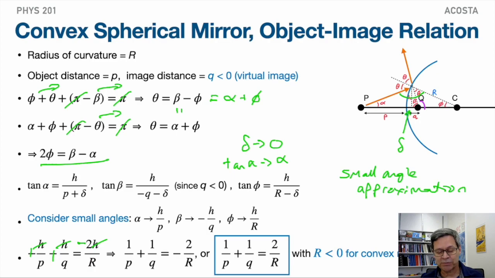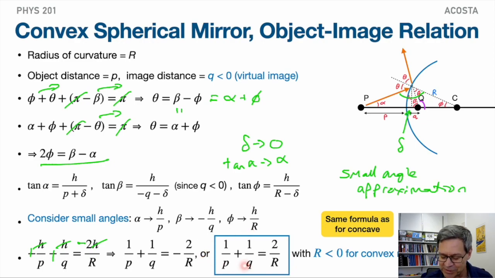The only thing we had to remember is that for virtual images from convex mirrors, q is negative, and that the radius of curvature for a convex spherical mirror is considered negative. So it's the same formula as for the concave expression. That's very handy. You just have to remember this relationship, that 1 over p plus 1 over q is 2 over r. Okay, so now we've done concave and convex spherical mirrors.